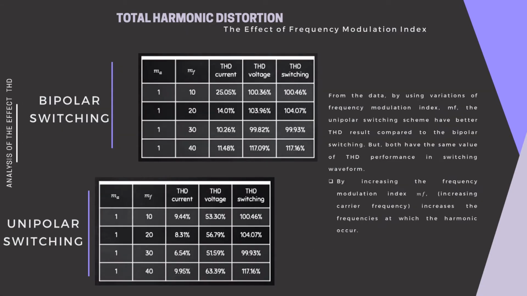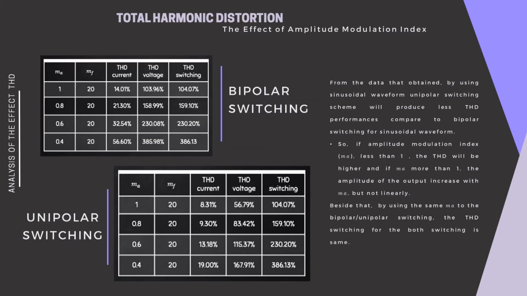Next, for the bipolar and unipolar switching, by using variation of frequency modulation index, the unipolar switching has better THD result compared to the bipolar switching, but both have the same value of THD performance in switching waveform. By increasing MF, that is increasing carrier frequency, we increase the frequency at which the harmonics occur. Next, in terms of variation in amplitude modulation index, from the data, by using unipolar switching we produce less THD compared to bipolar switching.